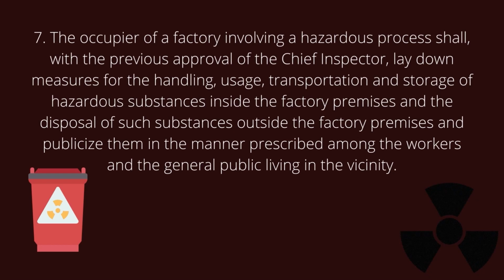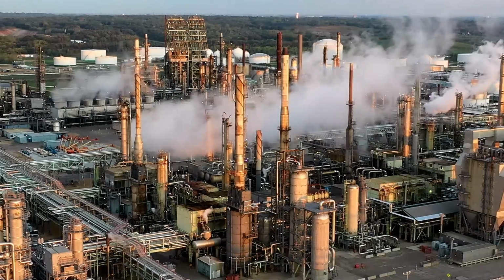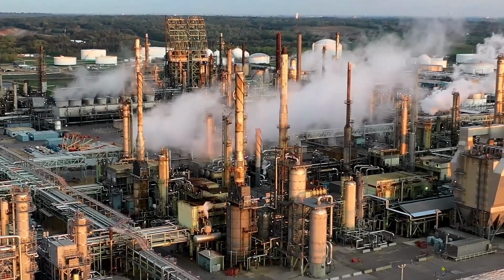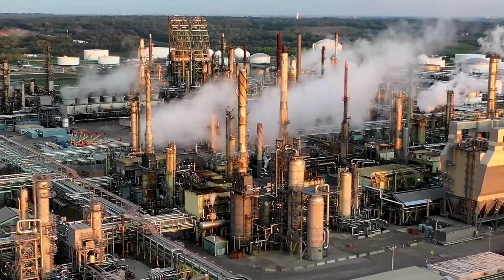Seventh, the occupier of a factory involving a hazardous process shall, with the previous approval of the chief inspector, lay down measures for the handling, usage, transportation, and storage of hazardous substances inside the factory premises and the disposal of such substances outside the factory premises and publicize them in the manner prescribed among the workers and the general public.